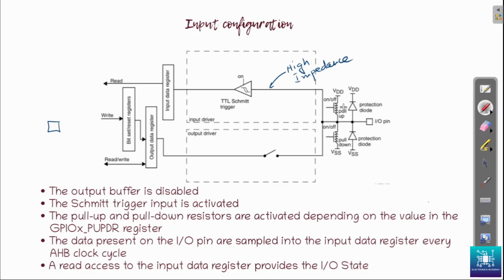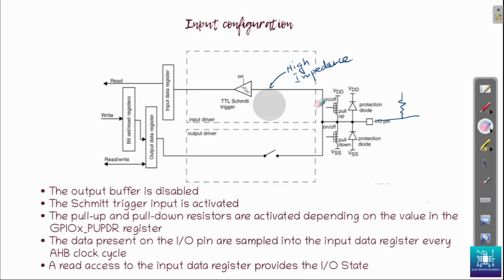And if we do not have a pull up or pull down here, or we do not provide an external pull up or pull down, this pin also becomes a floating pin if we configure it for input. So we need to have a pull up and pull down for the pin to be in a well-defined state. So the Schmitt trigger is activated. The pull up and pull down resistors are activated depending on the value in the GPIO-X PUPDR register. So depending on that, we make it either a pull up or a pull down, and the data present in the IO pin are sampled into the input data register every AHB clock cycle.